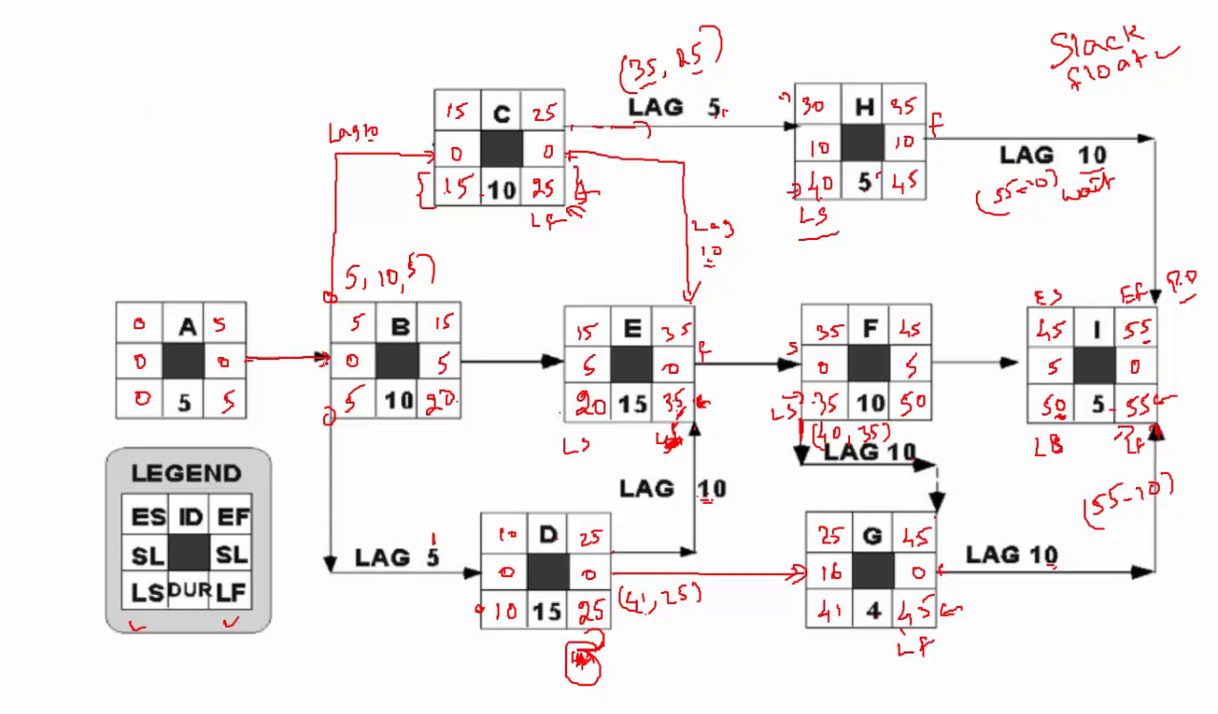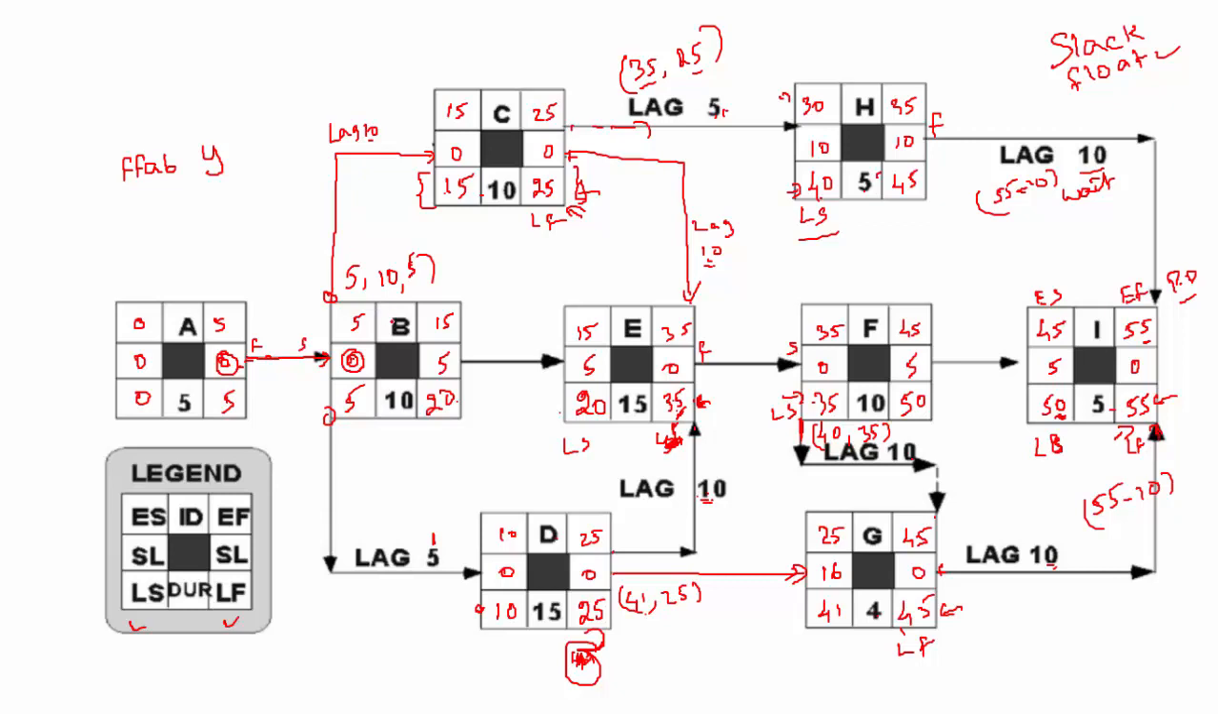So what is the relationship between A and B? The relationship between A and B is finish to start, isn't it? So they might ask, for activity A and B, for finish to start between activity A and B, is it critical or not? Yes, it is critical, because whenever you see 0 and 0, when you see 0 in both the sides, it is critical.